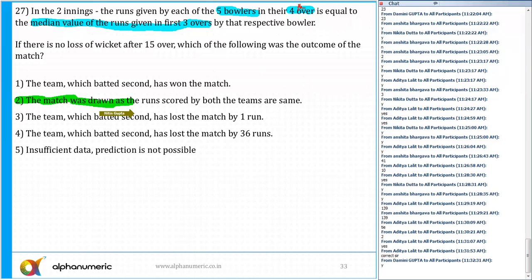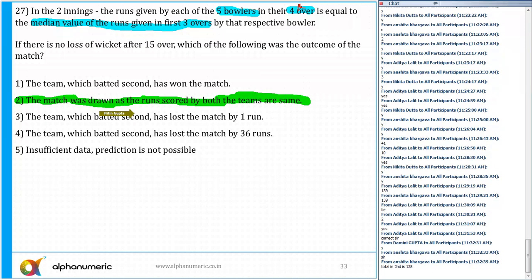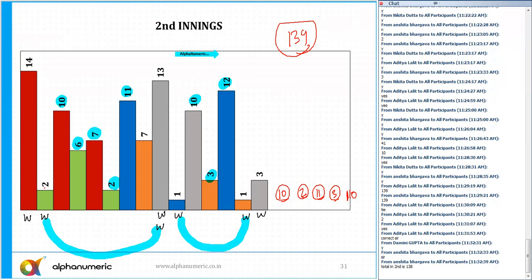The official answer for this question was given as: the team which batted second lost the match by 1 run. But I can't see how, if both of them scored the same runs, that team lost. The total in the second is 138. Yeah, that's why I think we might have done some calculation error. So Ansita is saying the total for the second is 138. All of you can please cross check once again if it is 138 or not.